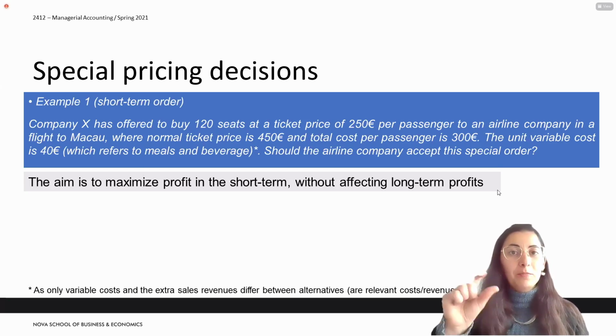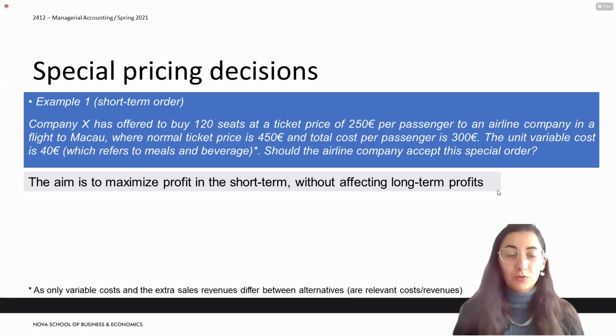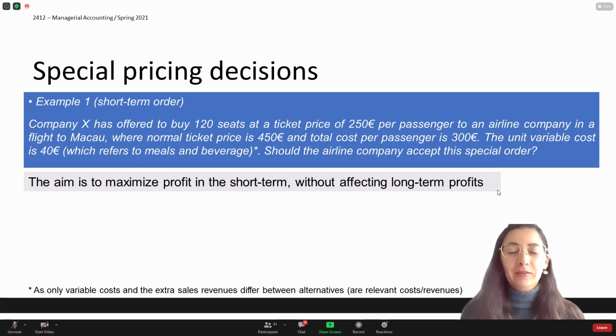We have another piece of information, which is the variable cost. The unit variable cost is 40 euros. The 300 is the total cost, which includes both fixed and variable. And then the unit variable cost is 40 euros. So they offer to pay 250 per passenger, and they will get 300. They spend 300 themselves, and on top of that, the company also pays 40 for meals and beverage. So 290 versus 300. Is that the question?